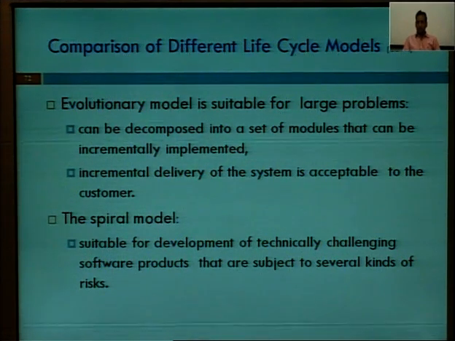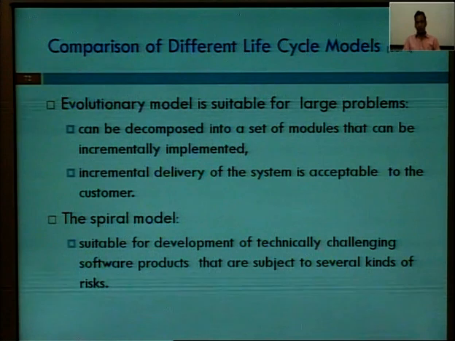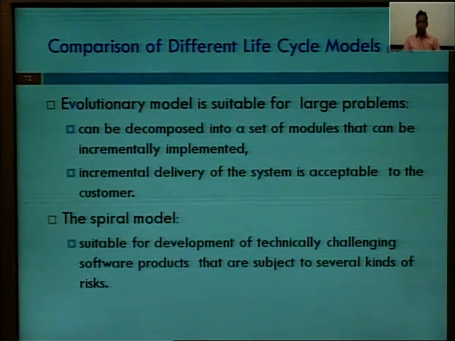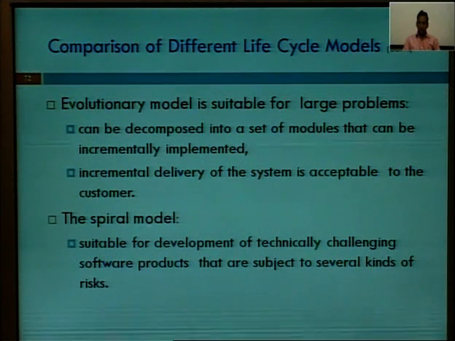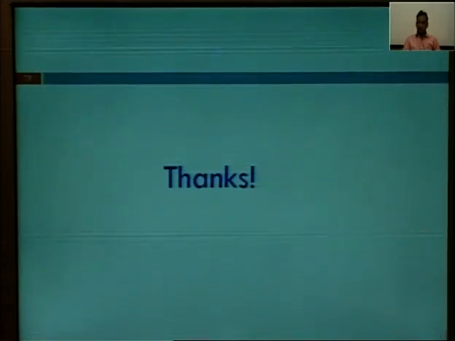The spiral model is also known as the meta model, supplying all the methodologies followed by the different software development life cycle models, like the classical waterfall model, iterative waterfall, evolutionary and prototyping model. It is used only for those kinds of products where a number of risks are involved in the software development. That is the discussion about the different life cycle models of software development.